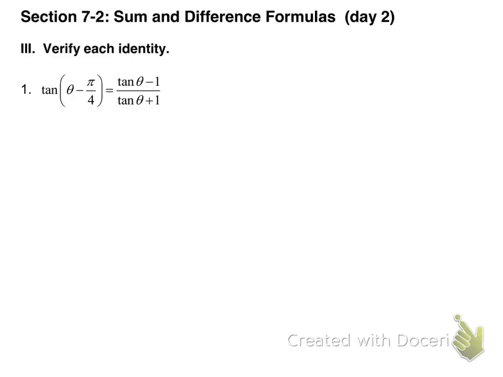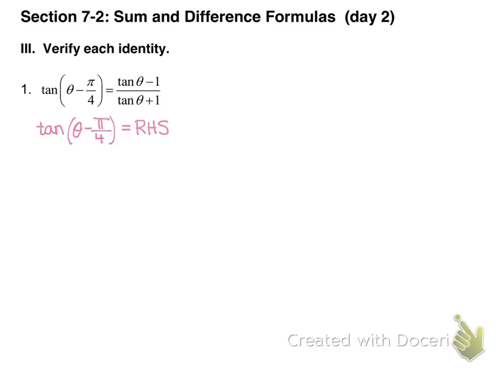Section 7.2, sum and difference formulas. What we're going to do with these next 5 problems is verify each identity. So our first step in problem number 1 is to set it equal to the right-hand side. So I'm first going to begin by rewriting the left equal to my right-hand side.